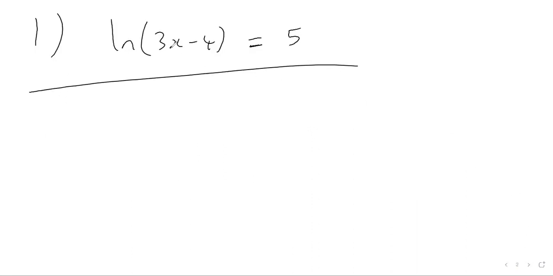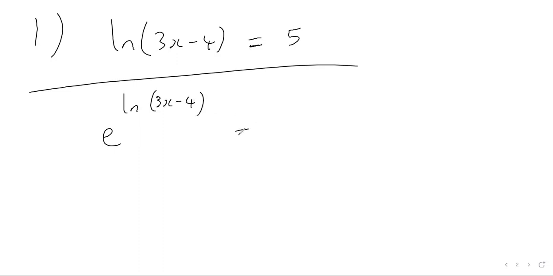So we'll start with the first one. So ln of 3x minus 4 equals 5. So how would we solve this one? So you want to try and find x. We're going to have to get rid of this ln function. So we need to apply the inverse of the ln function, which is raising both sides to a power of e. So remember that e to the power of something is the inverse of the natural log, the ln function of something.